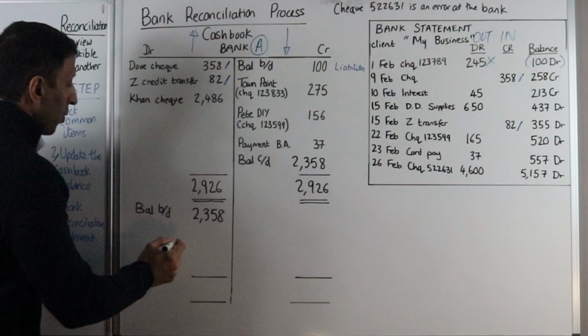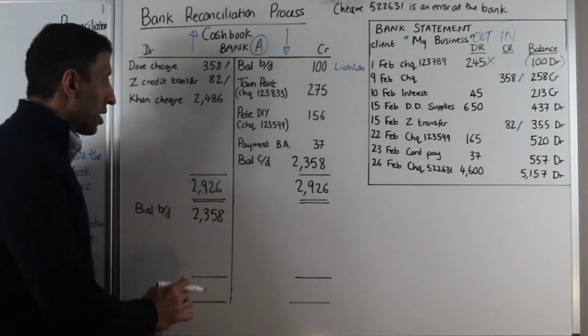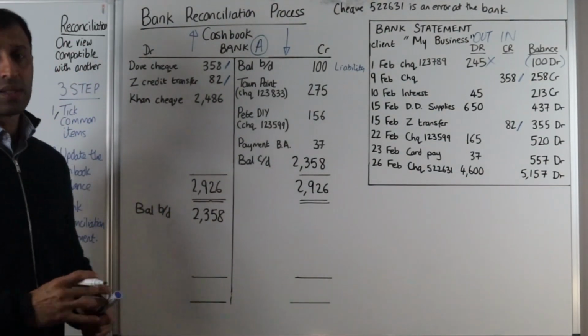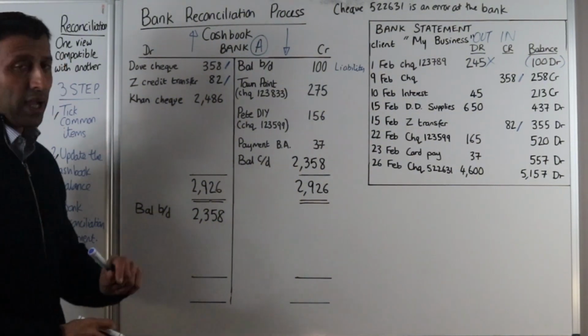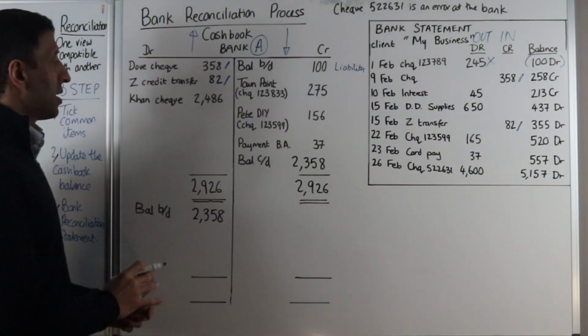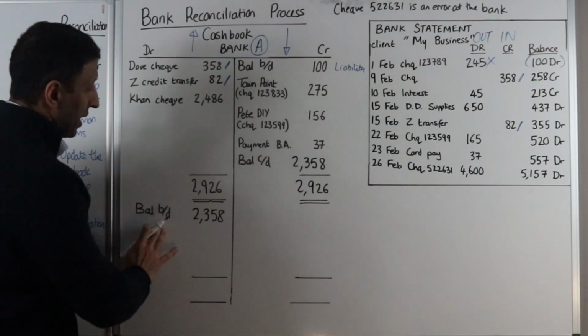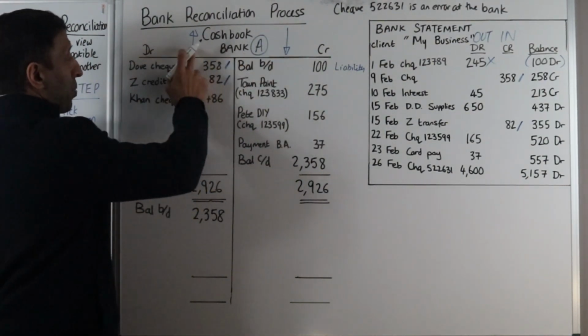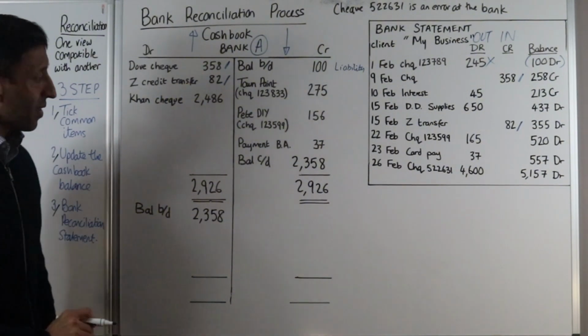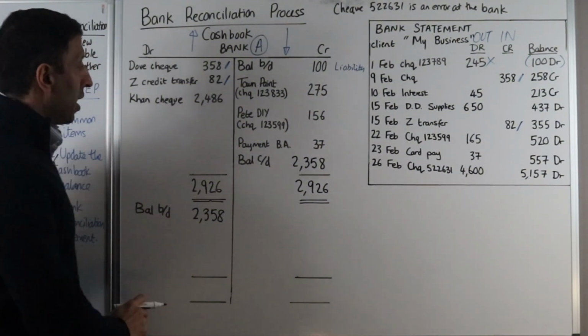So currently we have, from our business's perspective, they think that we've got 2,358 in the bank at the moment as a positive balance, because the brought down is on the debit or left side, which is where assets are supposed to have their brought down balance. Okay, so that's the current figure.